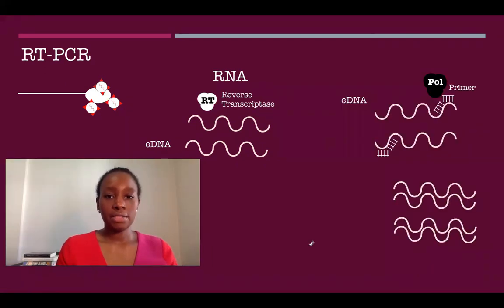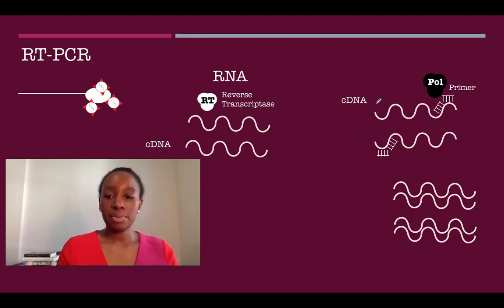The second phase of this assay is the PCR, or polymerase chain reaction. And here we have primers that are complementary to the DNA sequence and a specific enzyme called a polymerase, which can then make a complementary strand to the DNA.